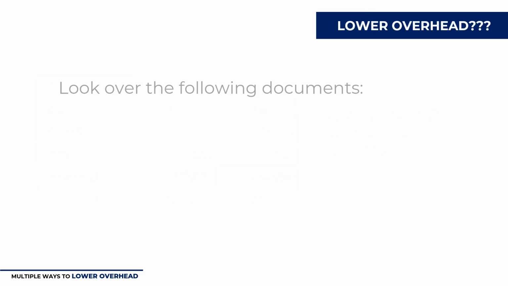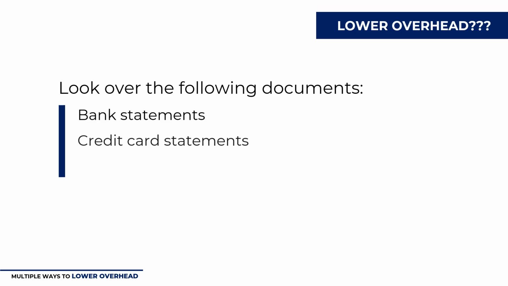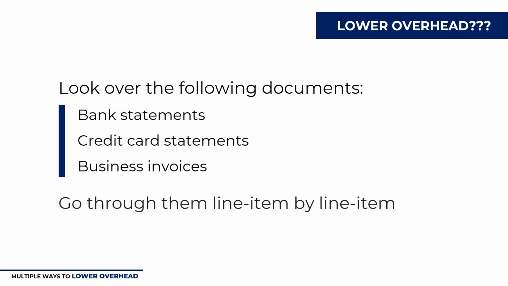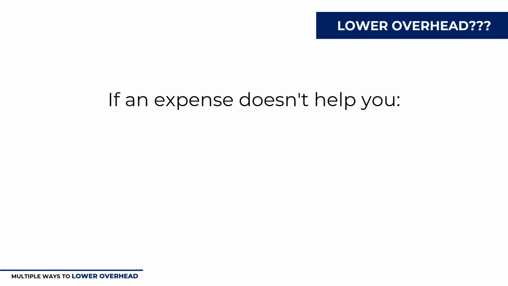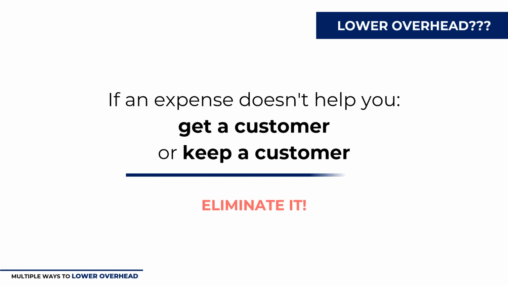The first thing we would recommend when it comes to lowering your overhead is to set aside a 2-hour block of time. Find a quiet spot and very carefully review the following documents: your bank statements, your credit card statements, and your business invoices. You want to go through these line item by line item and carefully scrutinize each charge. Bottom line, if an expense doesn't help you to get a customer or to keep a customer, eliminate it.